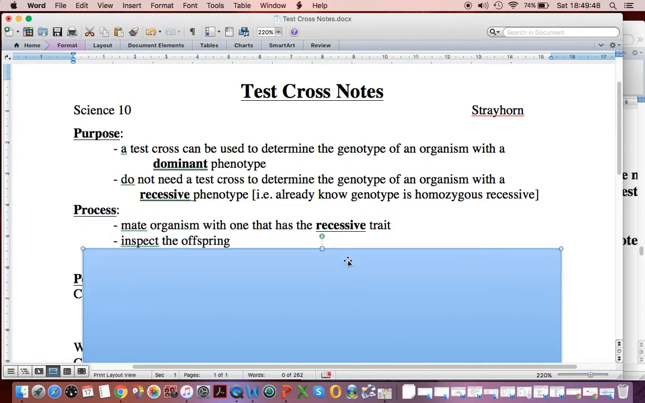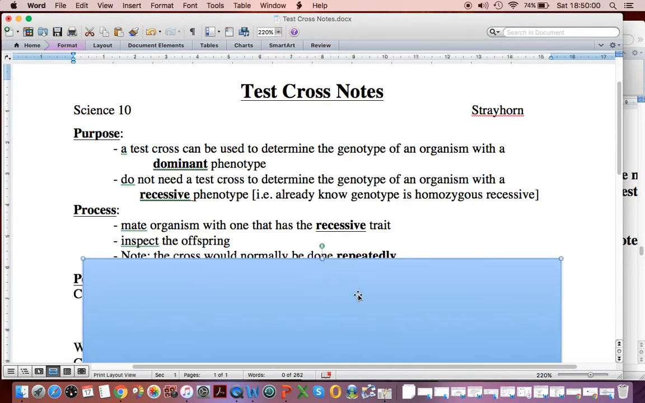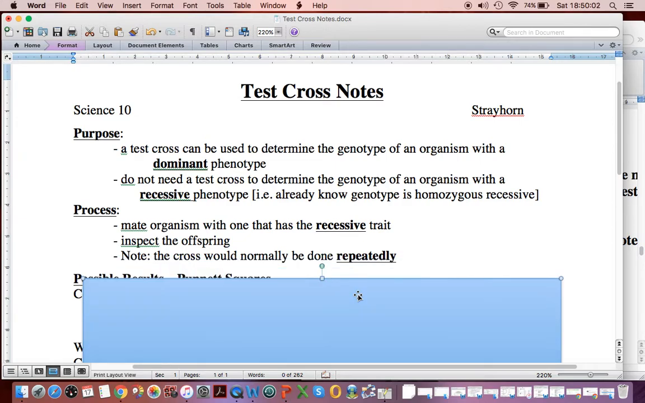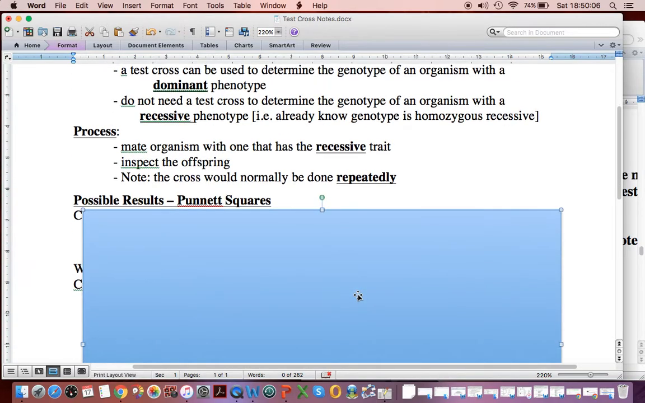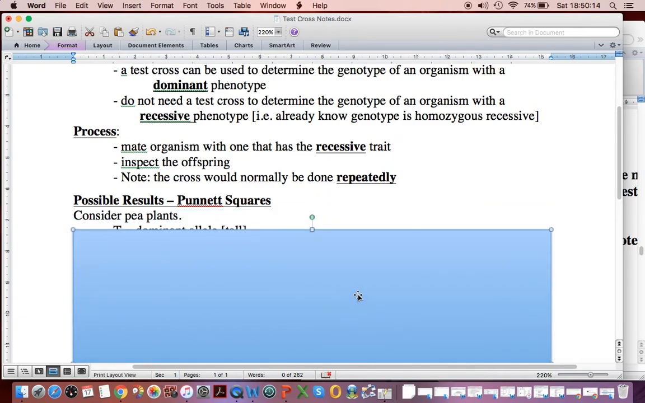Well, the process is to mate the organism, and this is the one with the dominant phenotype, with someone that has a recessive trait, and then you examine the offspring, and this would be done multiple times. So what we're going to show you is, using Punnett squares, what are the possible results, and what does that mean? What do these things tell us?